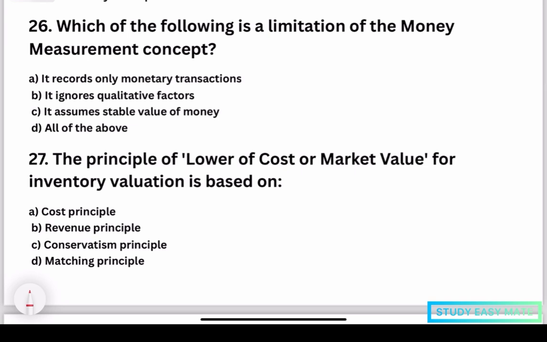So for 26, which one of the following is a limitation of the money measurement concept? That is option D, all the above, because all the mentioned options are limitations of the money measurement concept. How? It records only monetary transactions, it ignores qualitative factors, and it assumes a stable value of money. If you want me to explain, only monetary transactions means excluding non-monetary but valuable assets. Qualitative factors would be things like employee morale and customer satisfaction. Assuming a stable value of money is not realistic due to inflation.